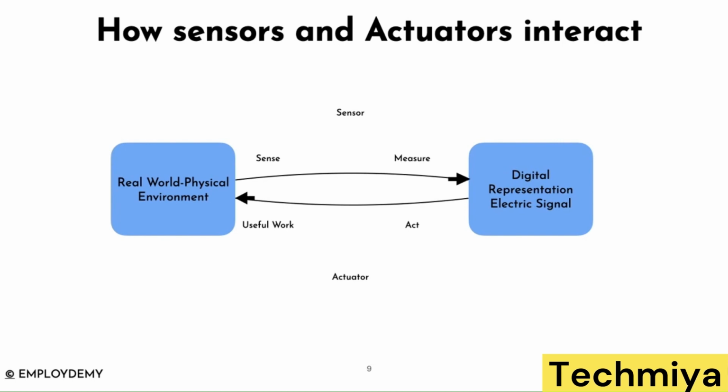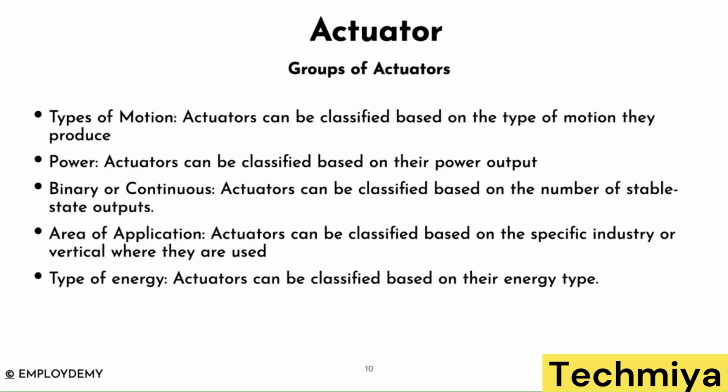So that opening of the door is nothing but getting the digital representation and acting on some useful real world physical environment. So this is the difference between your sensors and your actuators. There are also various classifications of actuators.